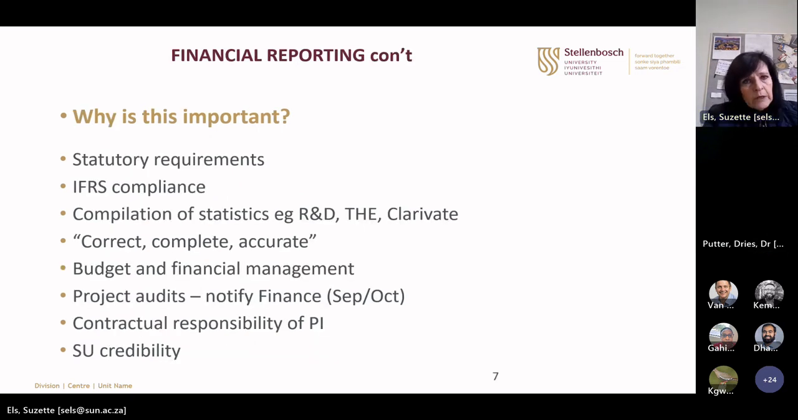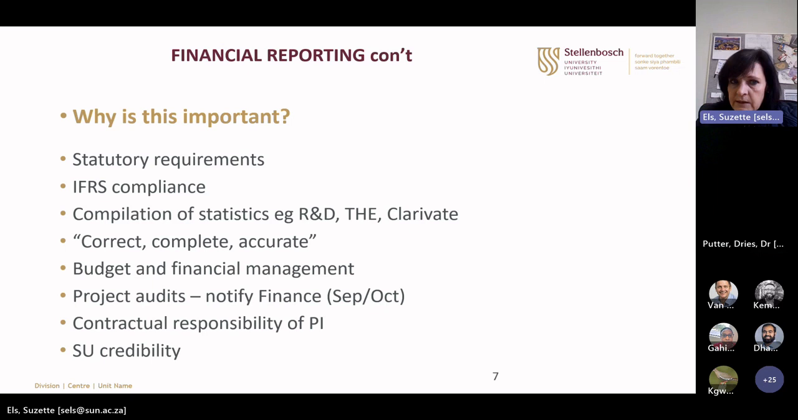The reason why all of these that I've said now is important is that we need to adhere to certain statutory requirements overall. Even if we are now reporting on the specific project, this project fits in the whole of the university financial statements. So we need to adhere to IFRS standards.